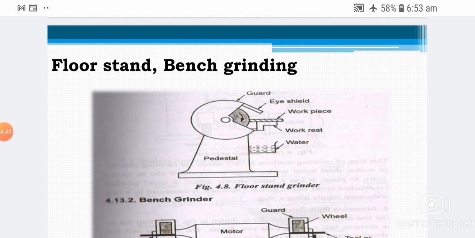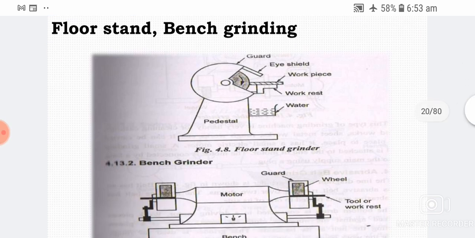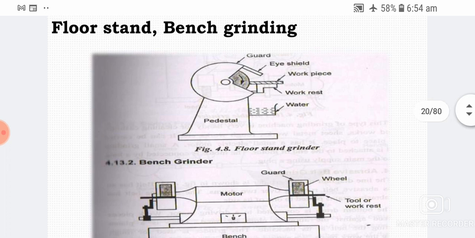First we discuss the floor stand grinder. The floor stand grinder is located on a horizontal plane, the floor. We have the pedestal, which is an important pillar that supports the grinding wheel. Inside, there is the work rest, and the workpiece moves against the wheel. This is the eye shield, this is the guard. This is the floor stand grinder.